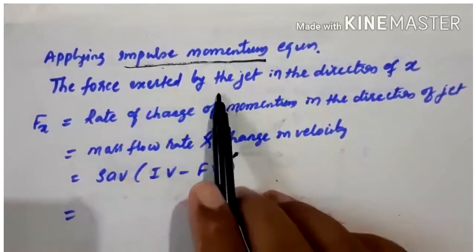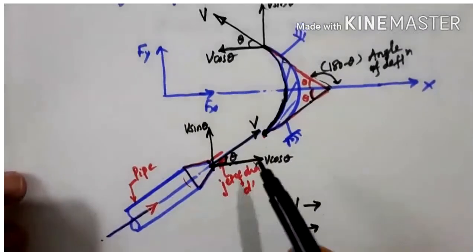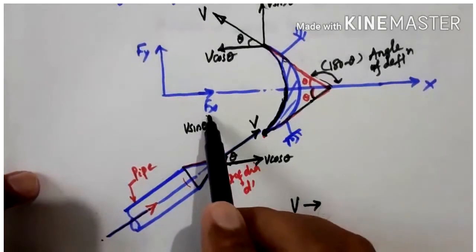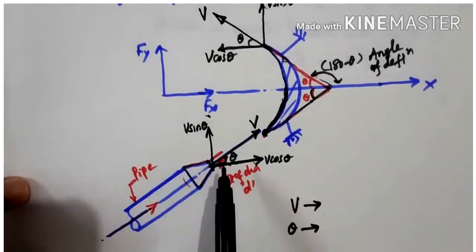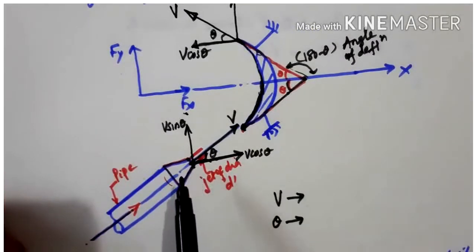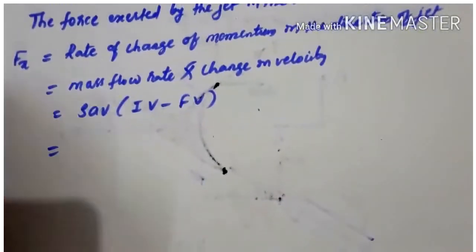So the force exerted by the jet in the direction of x. We want the force in the direction of the jet, even though the jet is striking tangentially at one of the tips, making an angle of theta with the horizontal. But we need to calculate the force in the x direction and the force in the y direction. Finally we have to get the resultant of the force by the jet on the vane.